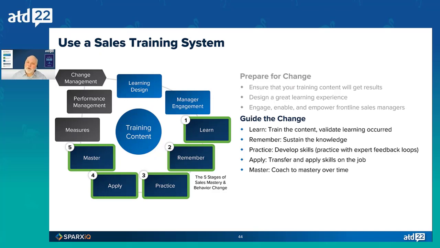This is what I call the 5 stages of sales mastery and behavior change. You train the content and validate that learning occurred in stage 1, learn. Stage 2, remember, you do something purposefully to sustain that knowledge. In stage 3, practice, you get them to use the skills in practice sessions where they get feedback and they apply that feedback, and there's a learning loop, right, with experts. And then you help prepare them to apply what they've learned in the real world with real clients and customers and prospects. And then you observe them over time and coach them to mastery.